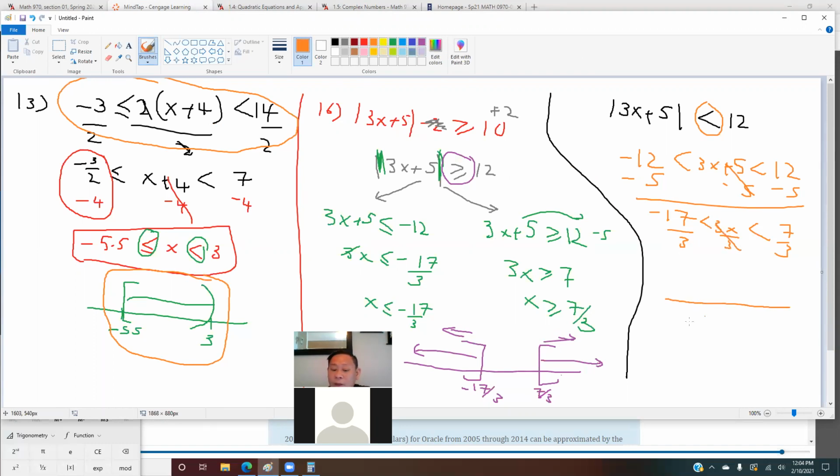So if you want to graph it, it looks exactly like what we have down there, but this time it's going to be parentheses because there's no equal sign. The middle here is negative 17 over 3, and then 7 over 3.